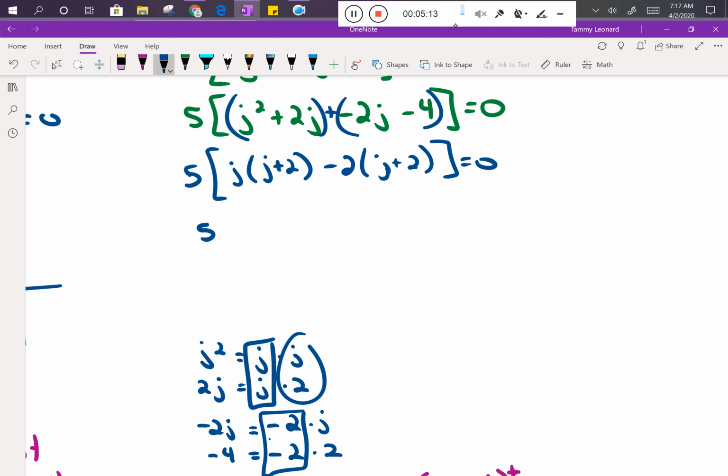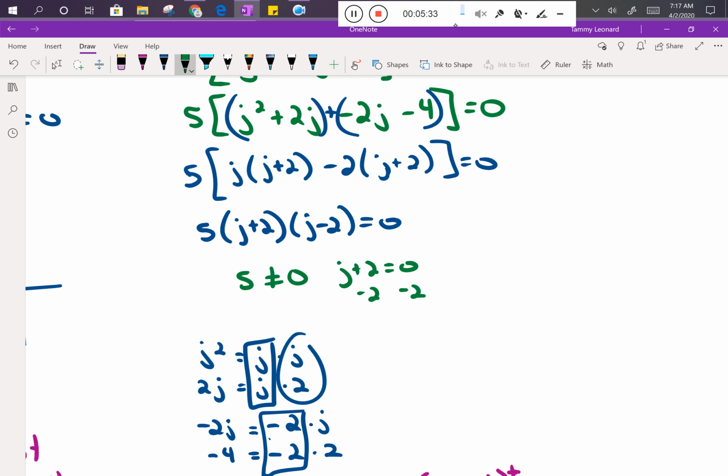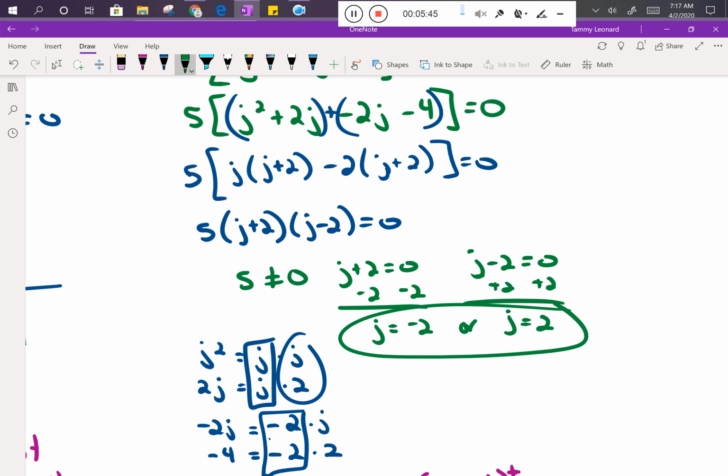So we won't need the big brackets anymore. We have 5 times j plus 2 times j minus 2 equals 0. Well, this time we have 3 factors. One factor is 5, but 5 never equals 0, so that's not going to generate a solution. J plus 2 could equal 0. If we subtract 2 from both sides, we find j could be negative 2. And j minus 2 could equal 0. So we add 2 to both sides, and j can equal positive 2. So there are 2 solutions to this problem.